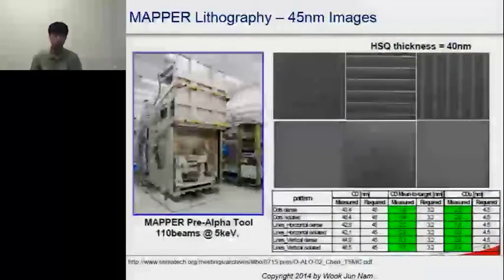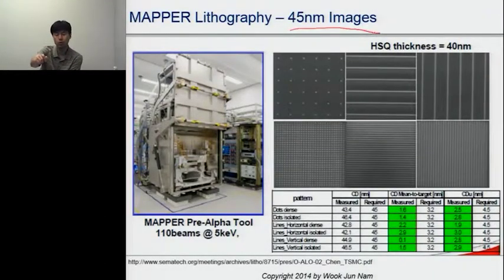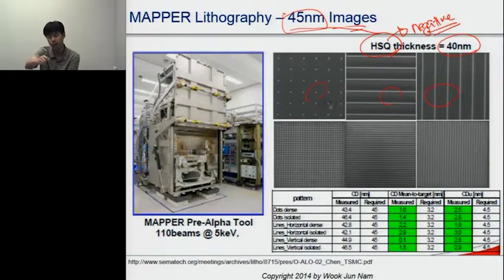So this is an example of the pattern transferred to HSQ as a resist. As we discussed in the previous lecture, this is a negative resist. The thickness of the resist layer is 40 nanometers, and the pattern size is 45 nanometers. It has isolated dot and line patterns, and then much denser dot and line patterns.